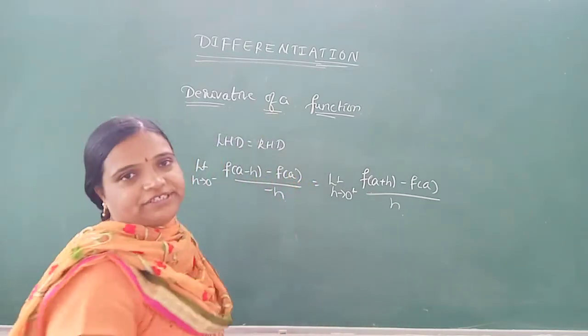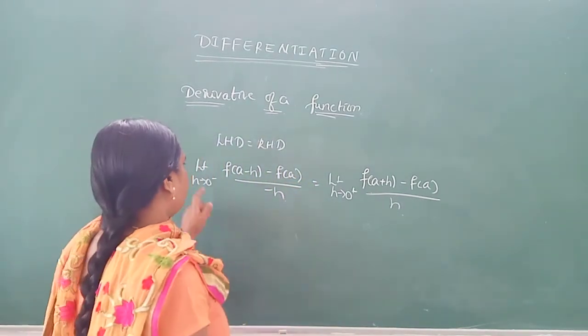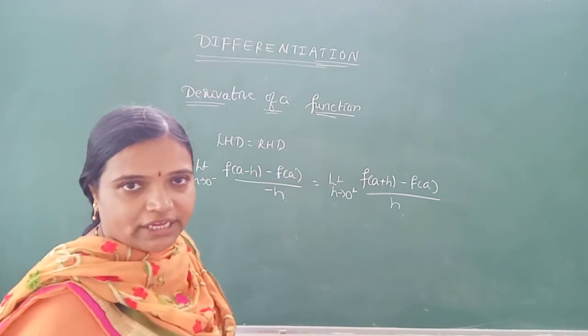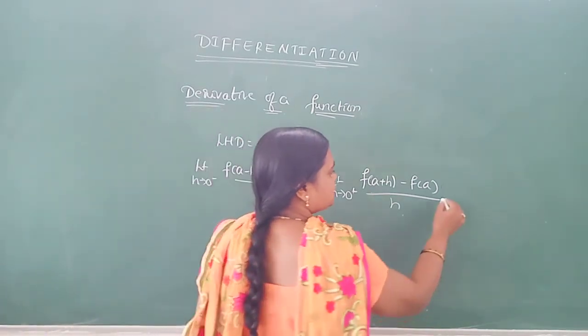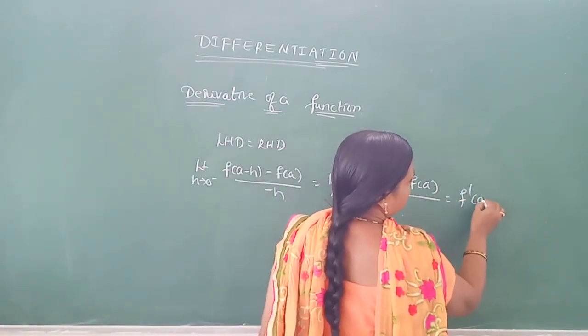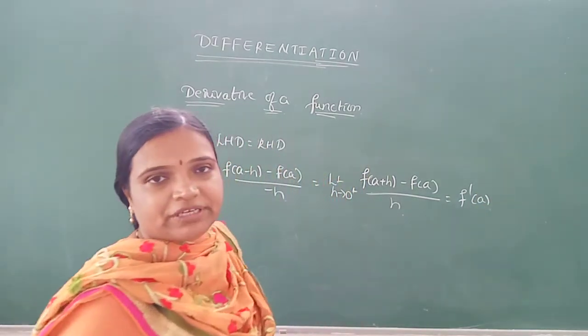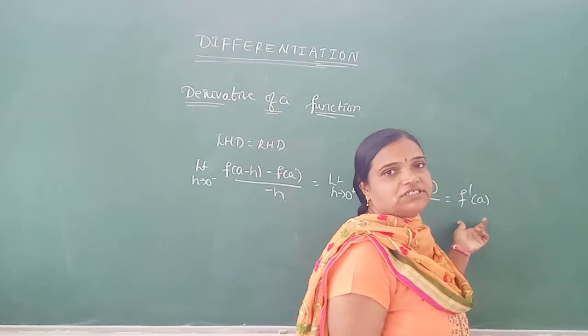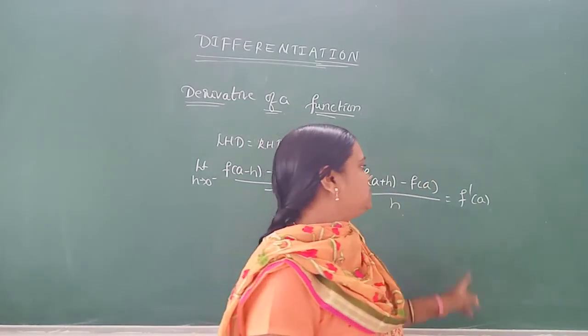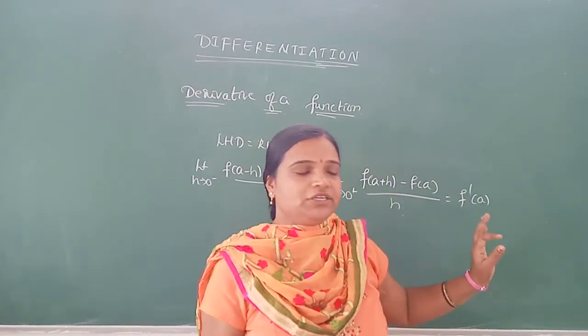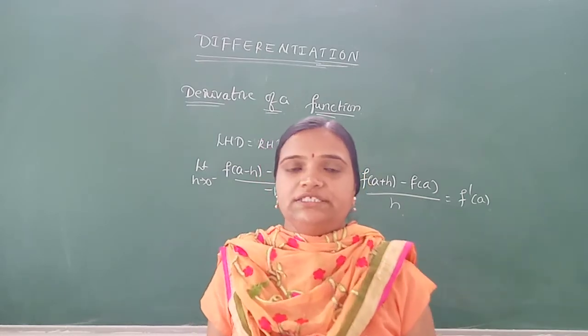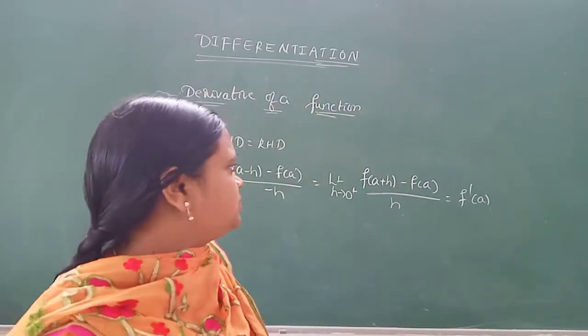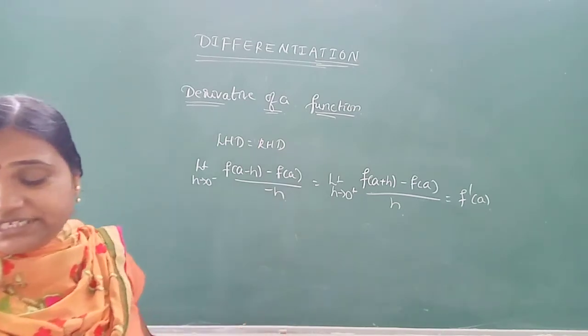If these two limits coincide at x equal to a, then what exists? f dash of a exists. Remember that. If the left hand derivative is equal to the right hand derivative, then only f dash of a exists, which means f is differentiable at x equal to a. Did you understand? That is what we discussed last class.